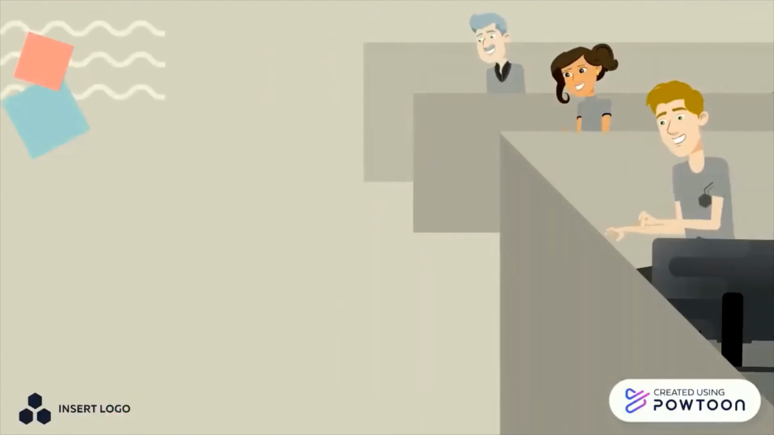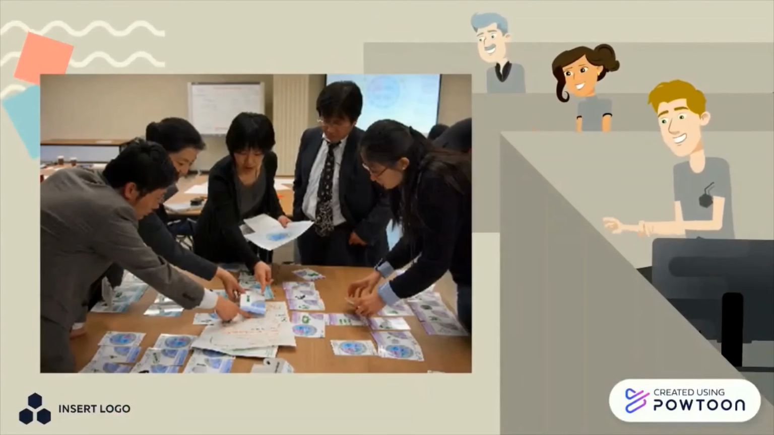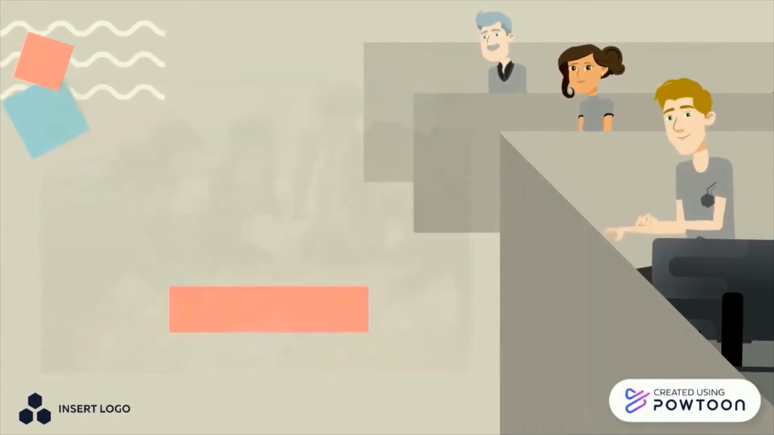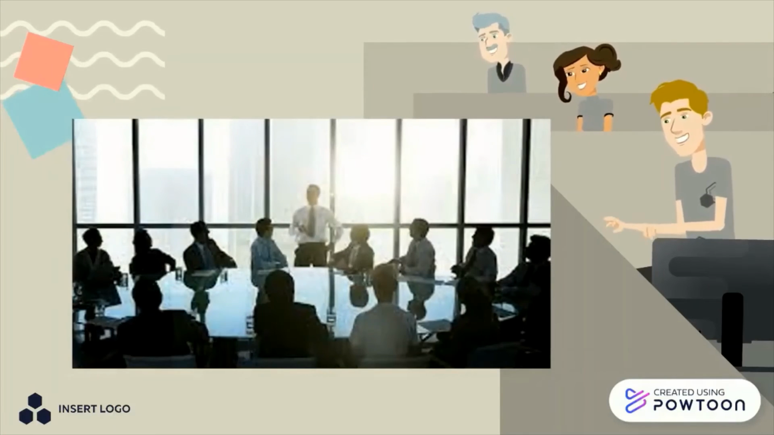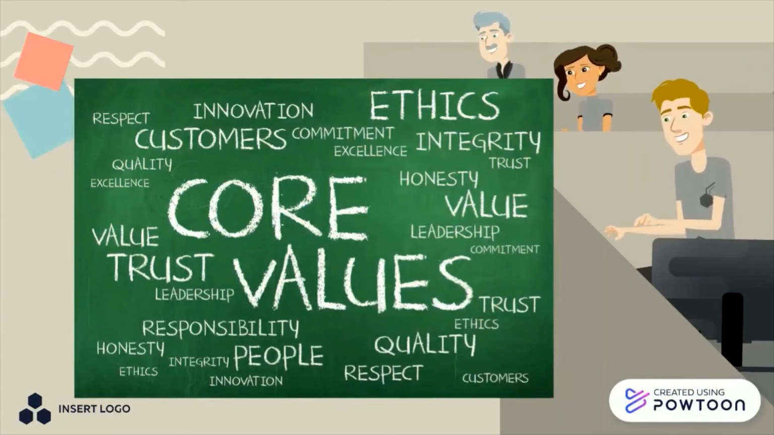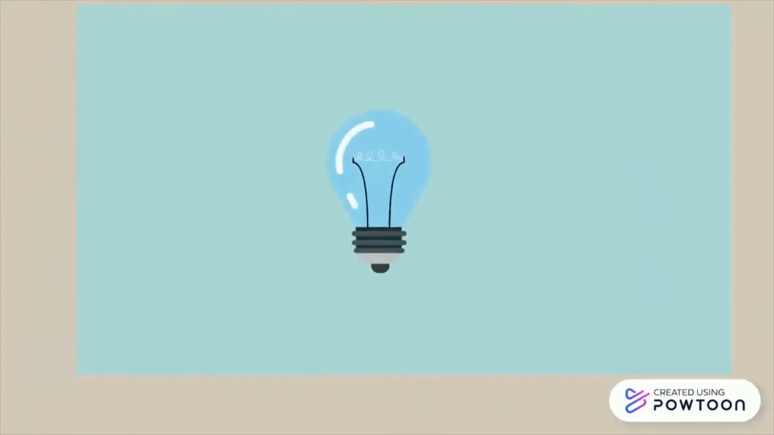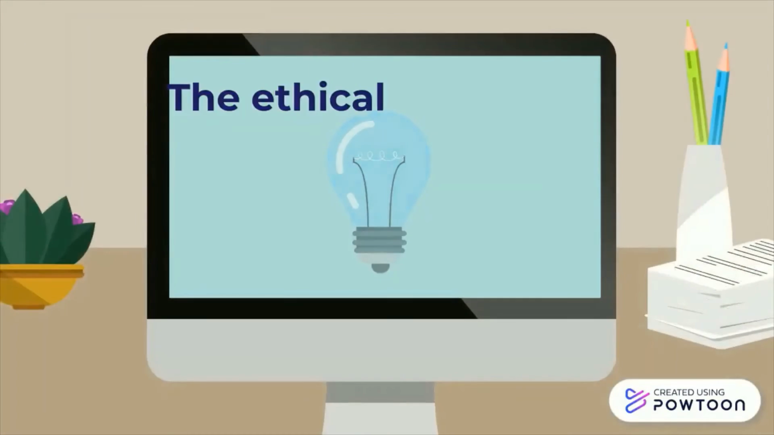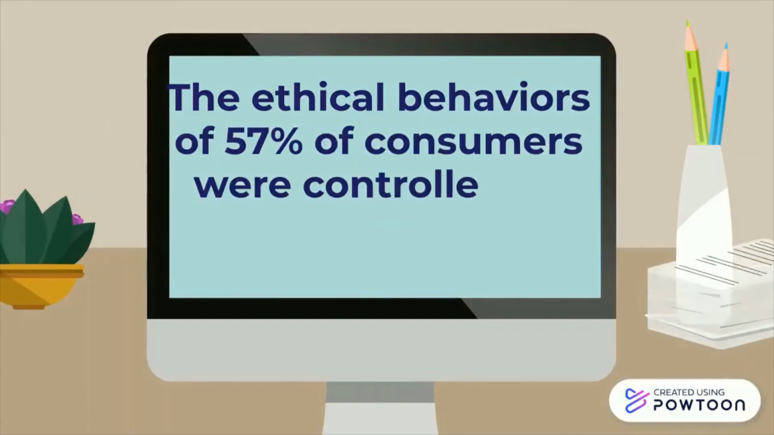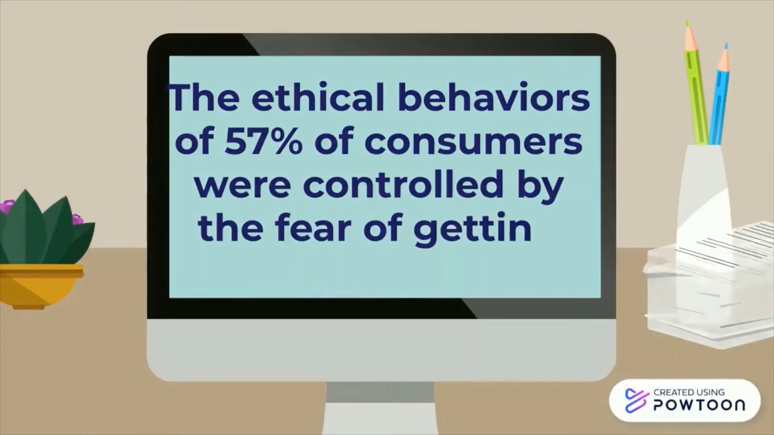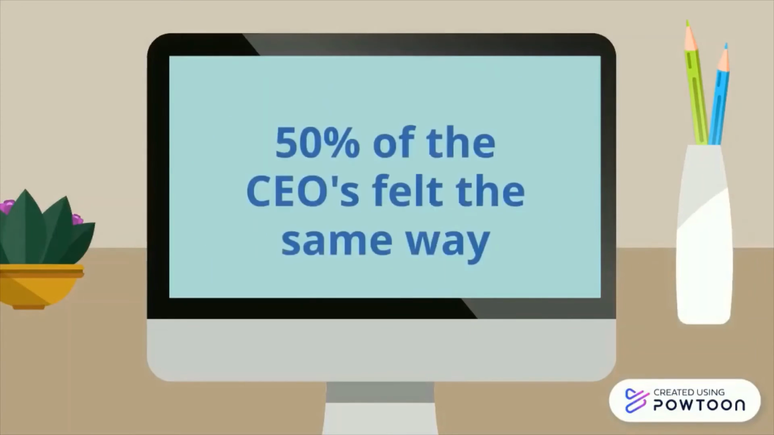To show the formula in an example, a group of researchers attempted to determine whether there was a difference in the proportion of consumers and the proportion of CEOs who believe that fear of getting caught or losing one's job is a strong influence on ethical behavior. In their study, they found that 57% of consumers said that fear of getting caught or losing one's job was a strong influence on ethical behavior, but only 50% of the CEOs felt the same way.